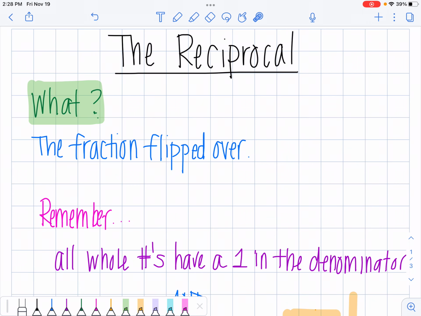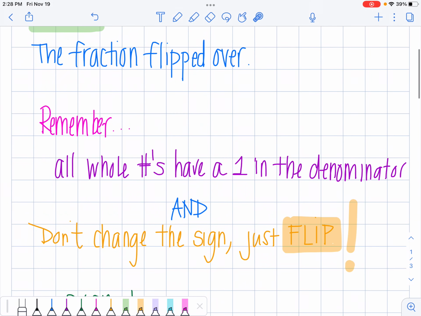So a couple things to remember. When you have a whole number, that's just like a counting number, a number that's not a fraction, there's always going to be a 1 in the denominator. So if I have a number like 5, that's the same as 5 over 1. Or if I have a number like negative 23, that's the same as negative 23 over 1. So a whole number or a counting number or an integer, one that's positive or negative, always has a 1 in the denominator, even if it's not written.